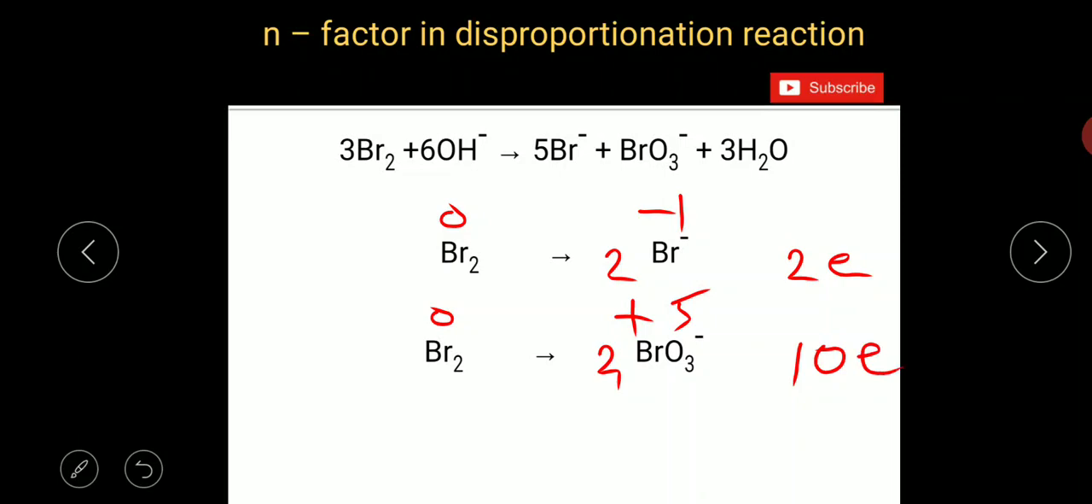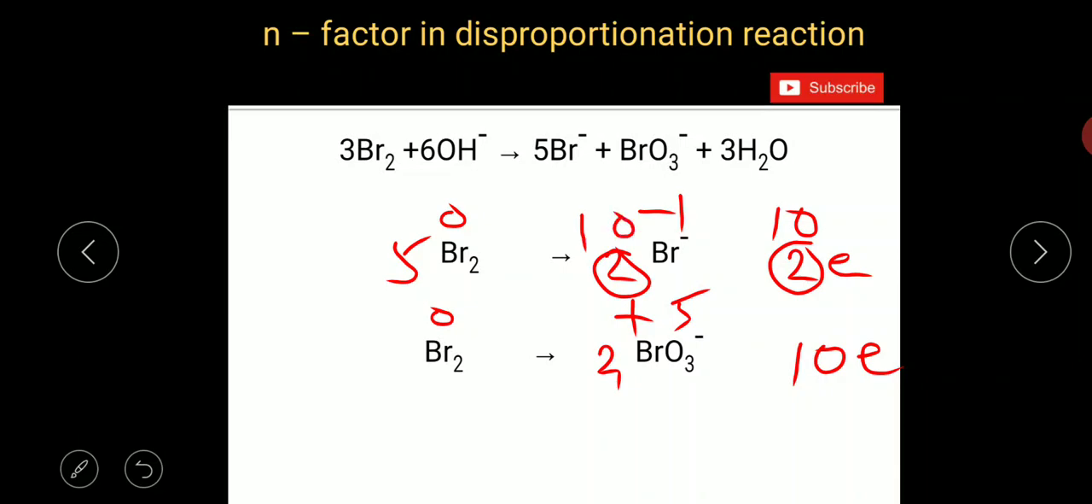And in a redox reaction, number of electrons transferred in reduction half reaction should be equal to number of electrons transferred in oxidation half reaction. So for that, I need to make these 2 electrons into 10. So that's why I am multiplying this first equation by 5. So 5 Br2 will give you 10 Br minus.